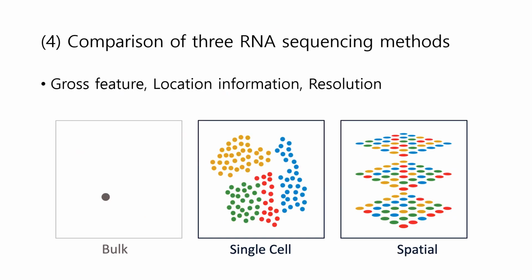Since the three different RNA sequencing methods have different limitations and benefits, depending on the gross features, location information, or resolution, you can choose one of these methods: bulk sequencing, single-cell RNA-seq, or spatial RNA-seq.